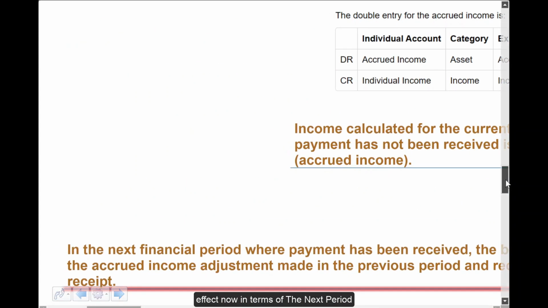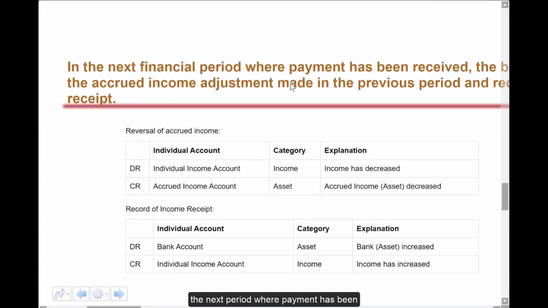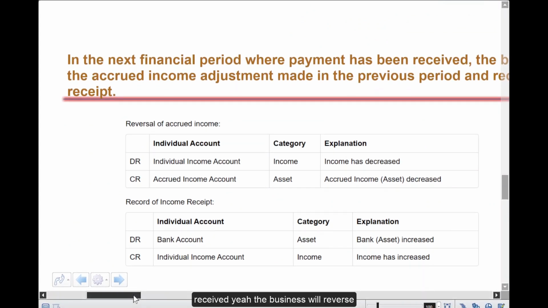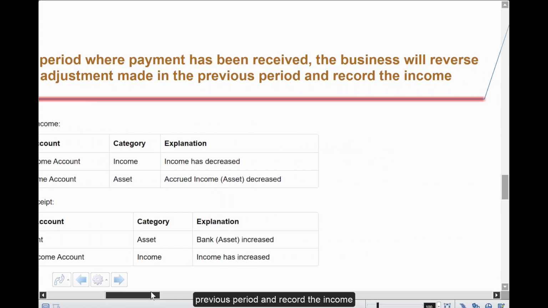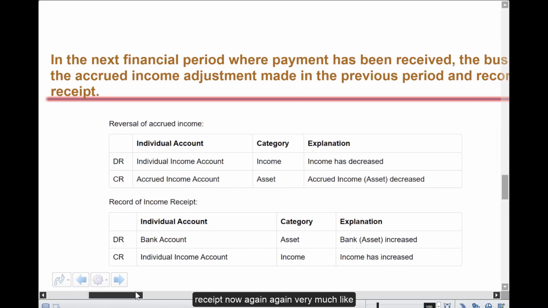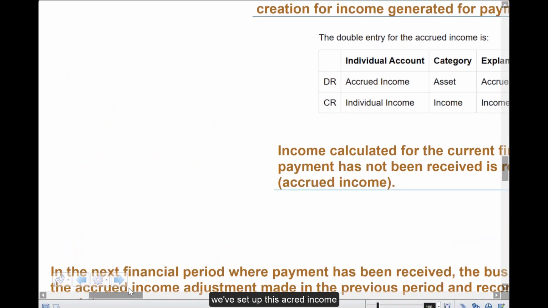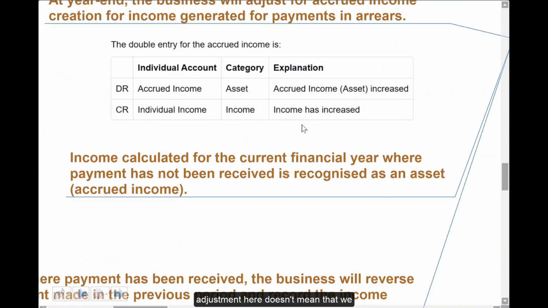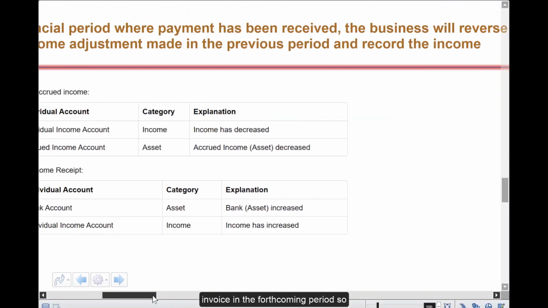Now, in terms of the next period, again, as we saw previously, note that in the next period where payment has been received, the business will reverse the accrued income adjustment made in the previous period and record the income receipt. Now, again, very much like we saw on the accrual side, just because we've set up this accrued income adjustment here doesn't mean that we simply just leave it and walk away, because we know that we're going to invoice in the forthcoming period.